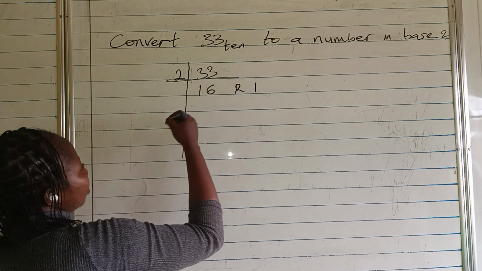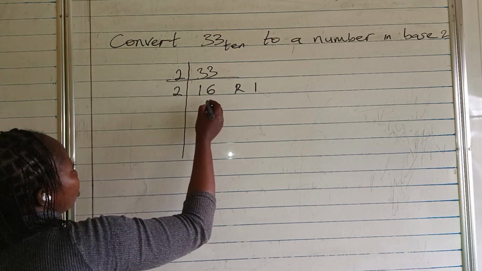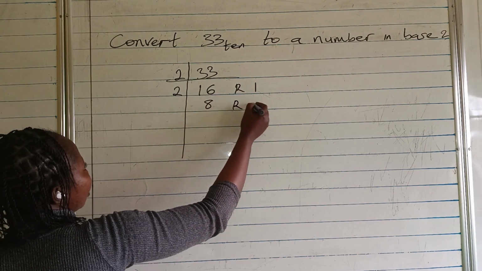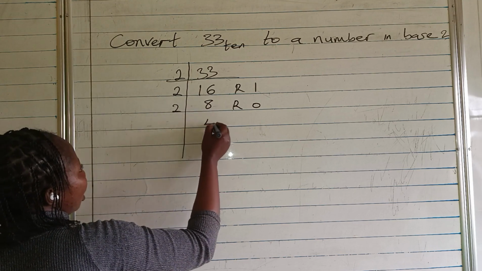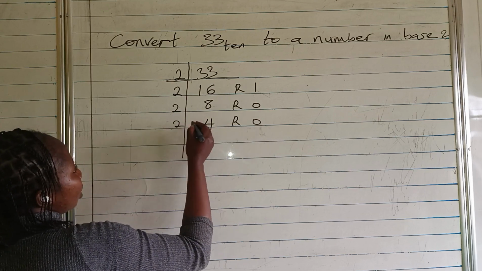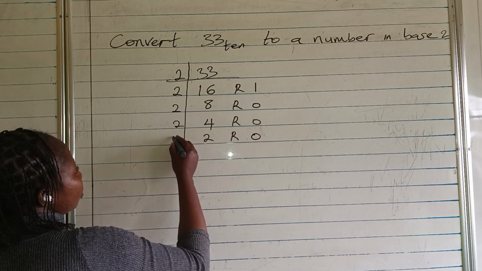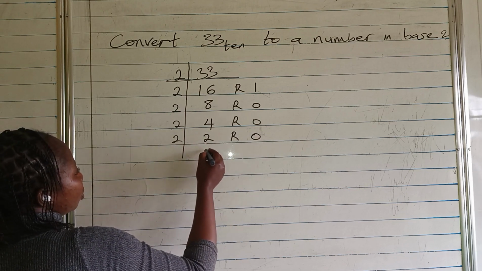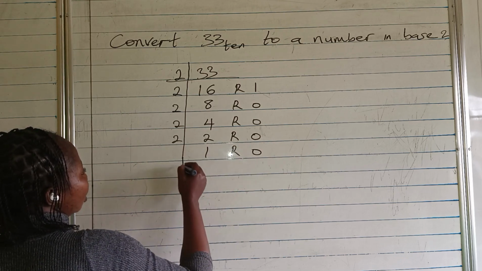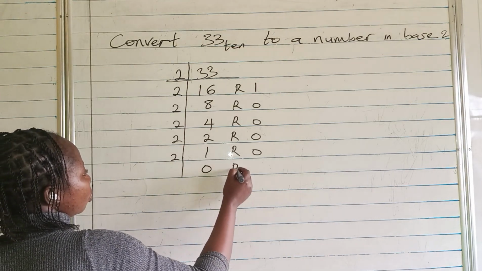So we are going to write the remainder here. Then we divide using 2 again. 2 in 16 is 8. 2 times 8 is 16. The remainder is 0. 2 in 8 we have 4. 2 times 4, 8. The remainder is 0. 2 in 4, 2. 2 times 2 is 4. The remainder is 0. 2 in 2 will give us 1. 2 times 1, 2. The remainder is 0.